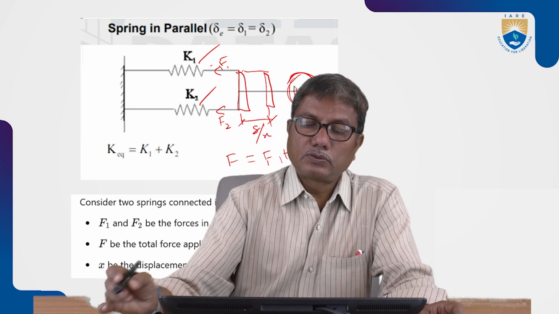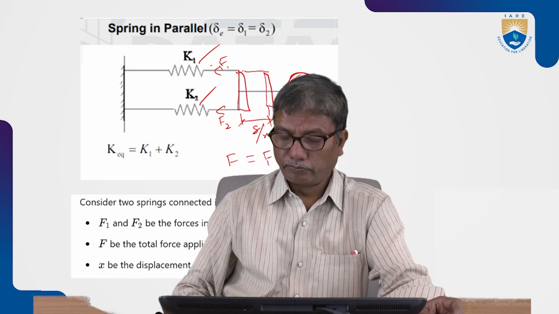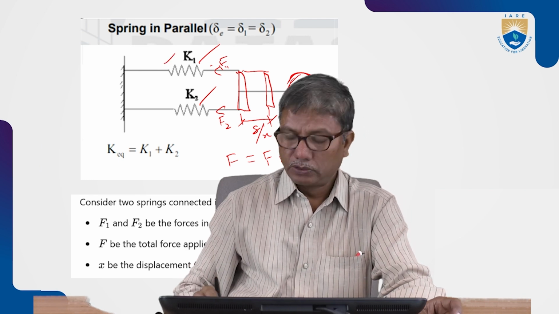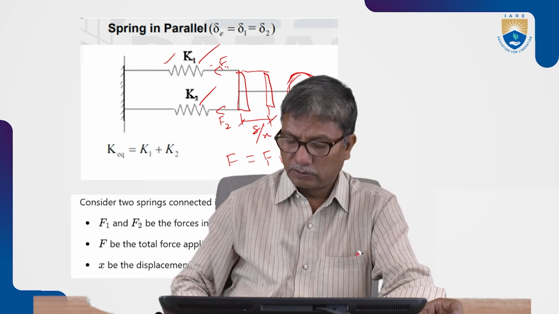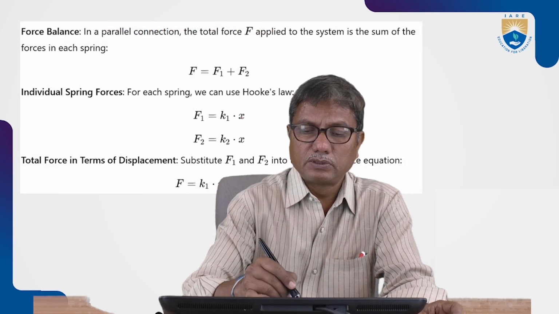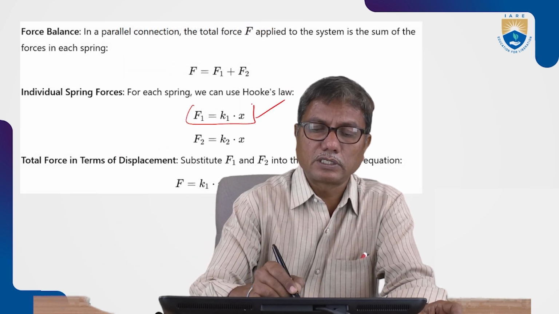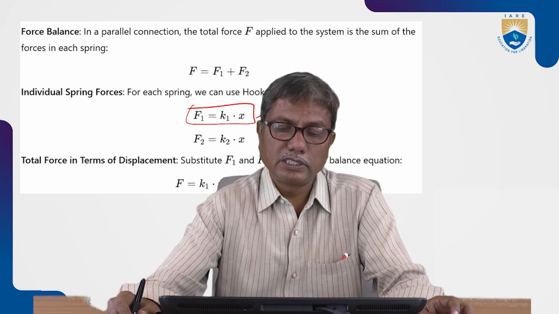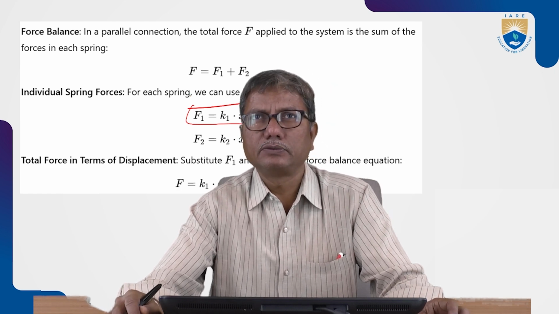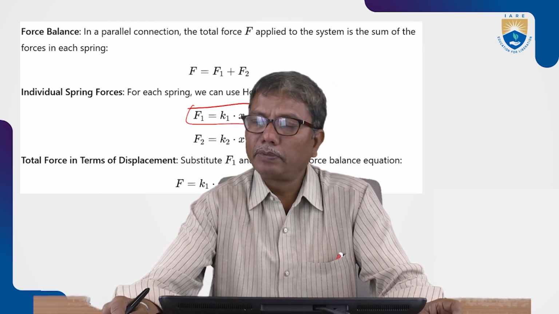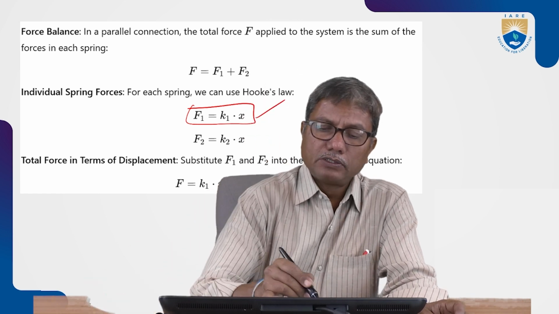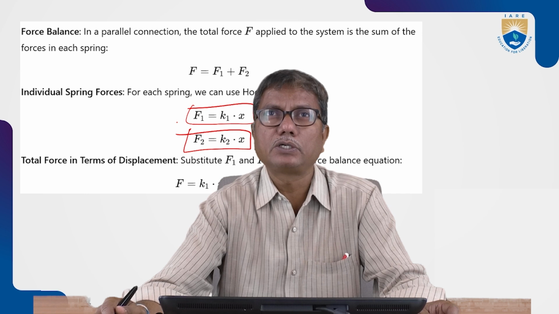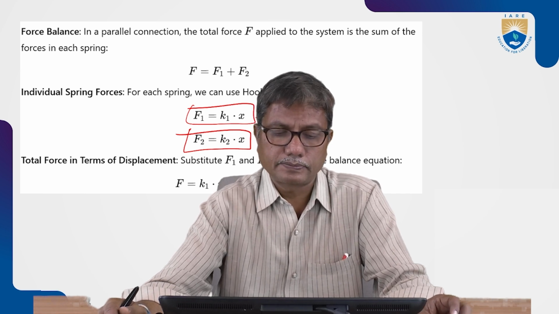So what is F1? F1 is the force taken by spring 1. From Hooke's law, we know this relation: F1 equal to K1 into X. Here X is the same for all the springs which are in parallel connection. Similarly, F2 is the force taken by spring 2, which is given as K2 into X.